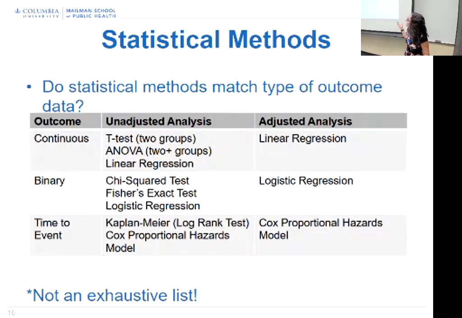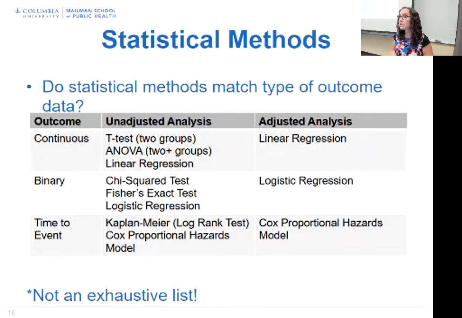So the big question is, do the methods match the type of outcome data? This is not meant to be an exhaustive list, but just to give you a sense of some of the analyses I'm looking for, depending on the type of outcome you have. Your outcome variable is going to drive the analysis.